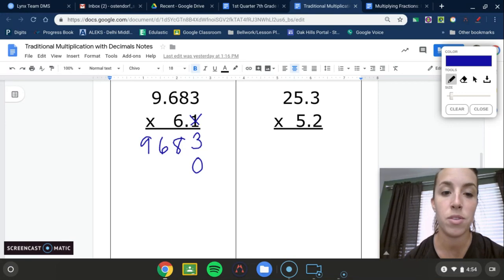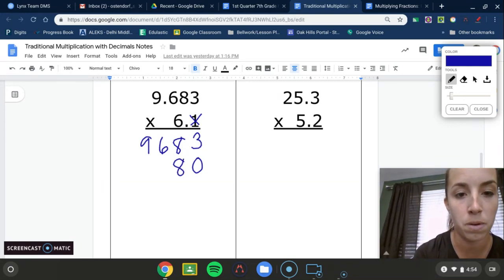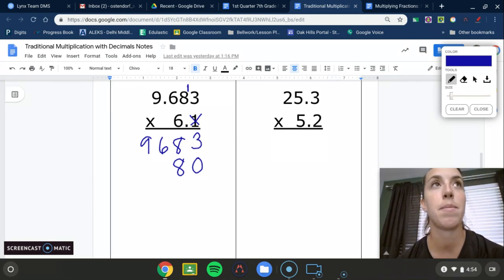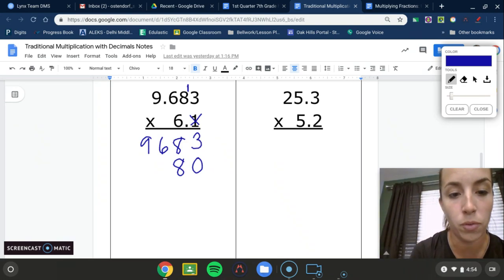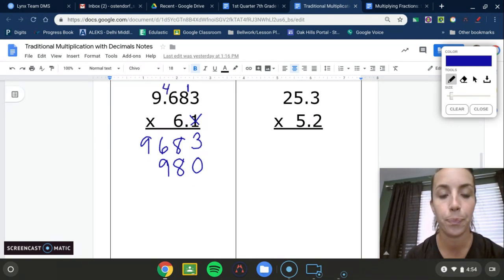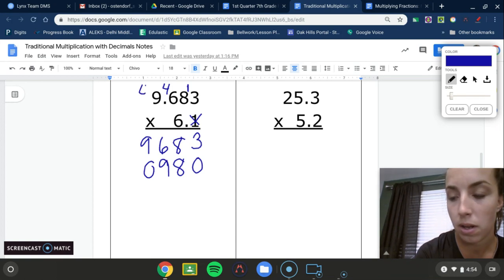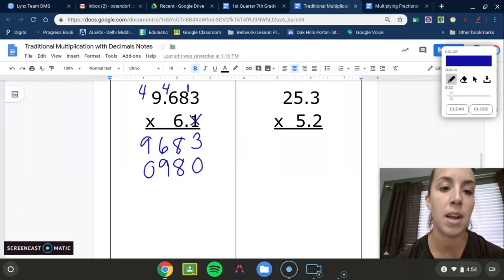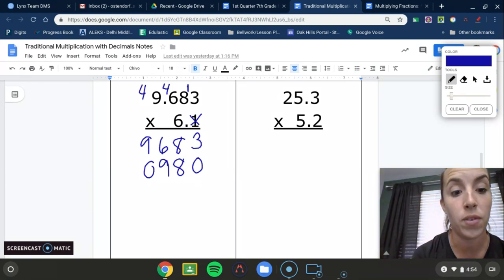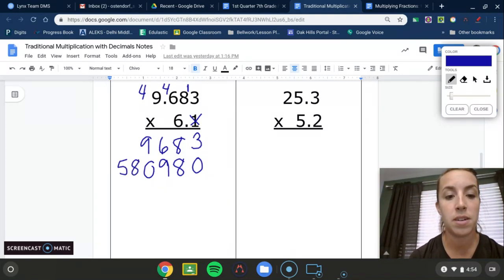So 6 times 3 is 18. I'm going to put the 8 and carry the 1. Then 6 times 8 is 48, plus 1 is 49. So I'm going to put the 9 and carry the 4. Then 6 times 6 is 36, plus the 4 is 40. So I'm going to put the 0 and carry the 4. Okay. Then 6 times 9 is 54, plus the 4 is 58. Okay. So notice how it's all nice and neat, all lined up.